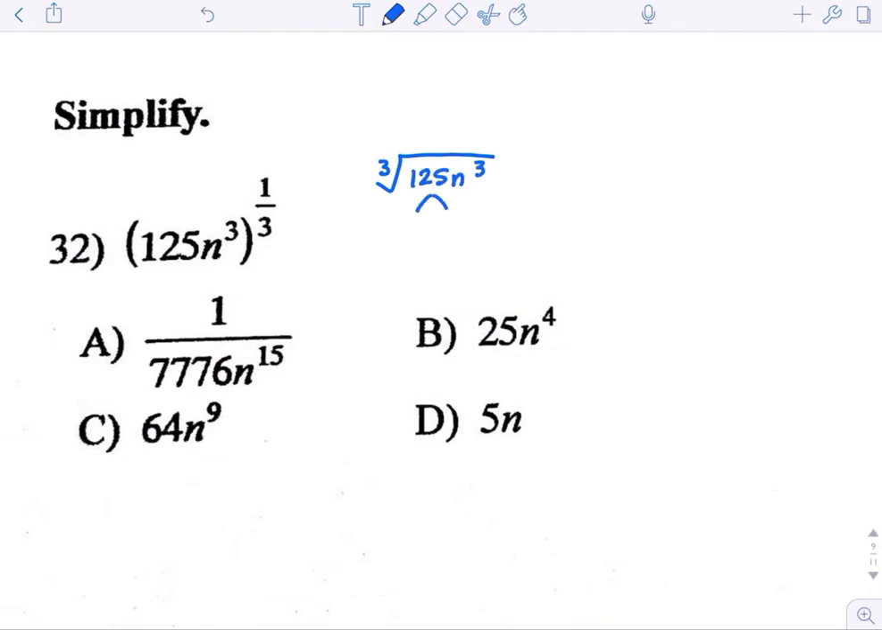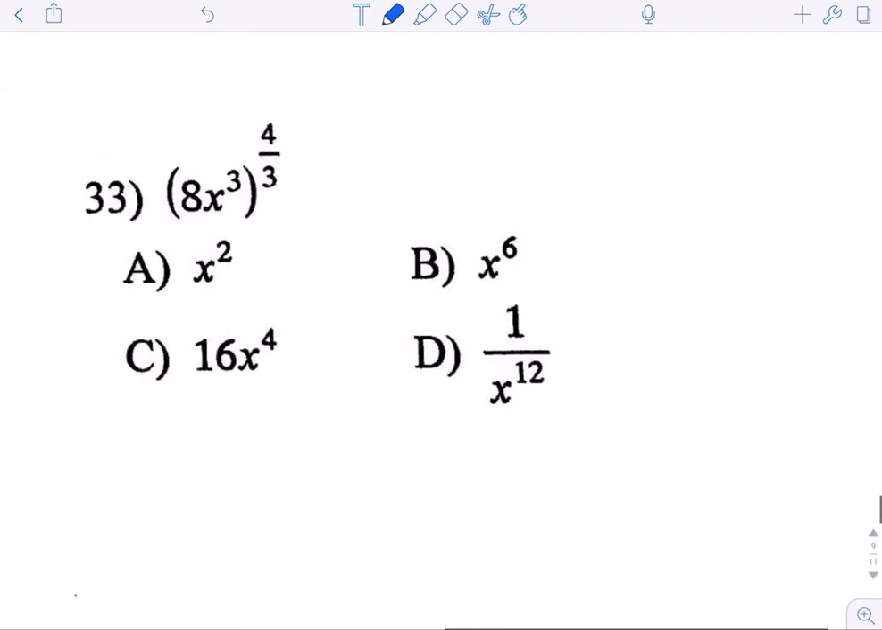And then we just make our lovely tree, finding groups of 3, right? That's what the root tells us. So we found one group of 3 of 5s, which means one 5 comes on the outside. And then for the exponents, this root of 3 goes into 3 once, which means 1n could come on the outside. So 5n.